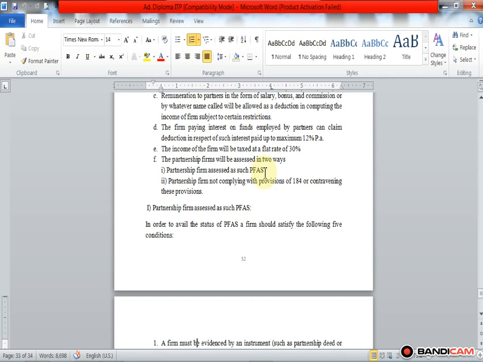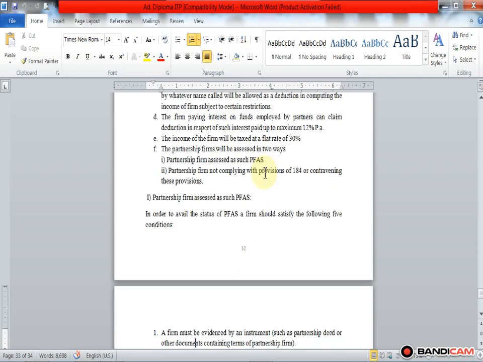for the firm or partner who employed their funds in the partnership firm. Next, the income of the firm will be taxed at a flat rate of 30%. So the total taxable income of the firm is taxed at a flat rate of 30%. Whatever the profit of the firm, the 30% tax will be paid by the firm. It is a flat rate of tax.